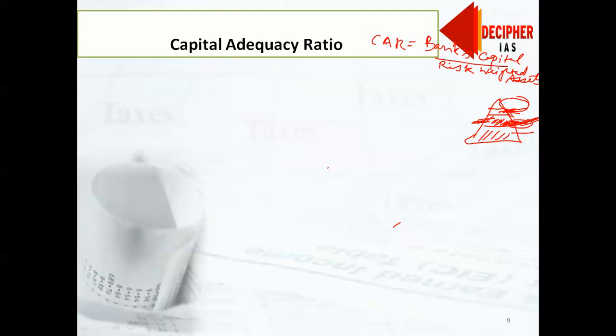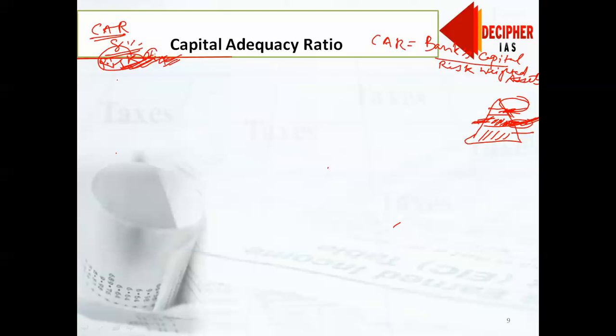Okay, now the Basel III norms stipulate that this CAR ratio should be 8%. That is, banks should have capital of at least 8% of its risk weighted assets. Okay, whatever capital it has given in the form of loans as well as market risk, that is risk covering the change in the rates and the exchange rates as well as commodity as well as share prices.